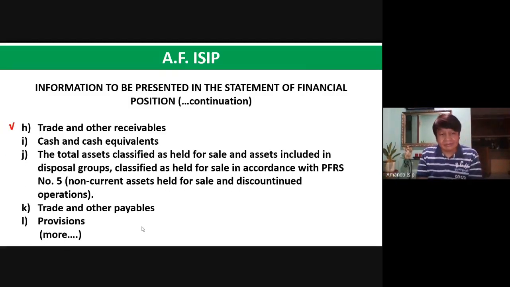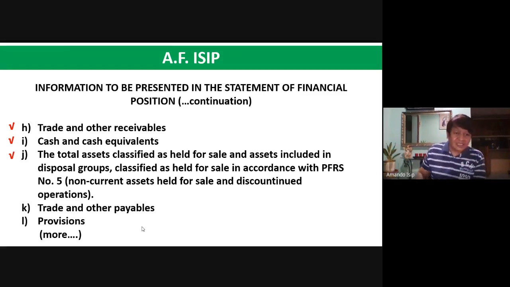Next, trade and other receivables, we are referring to accounts receivable. If your business is a merchandising business, you sold merchandise on account, these are considered trade and other receivables. And then cash and cash equivalents, we also discussed this in our auditing problem. We are conducting substantive audit of cash and cash equivalents. And everybody knows the meaning of cash equivalents or cash, other cash items.